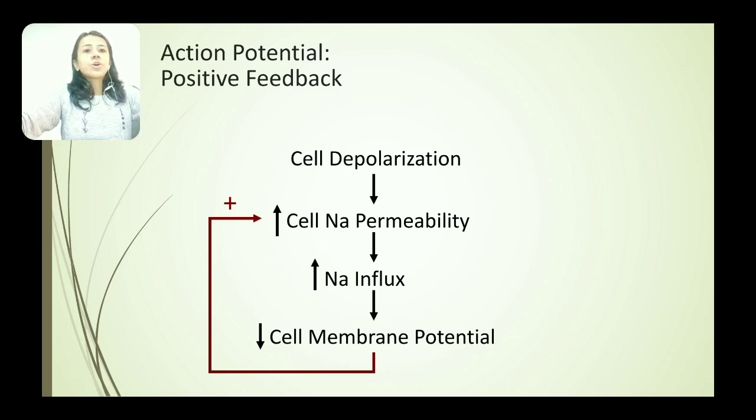Action potential or nerve impulse transmission. Whenever there is depolarization of the cell, meaning the cell membrane potential becomes positive, there is an increase in the sodium permeability, and because of sodium influx, the cell membrane potential becomes less negative, and when the membrane potential becomes less negative, it increases the sodium permeability.